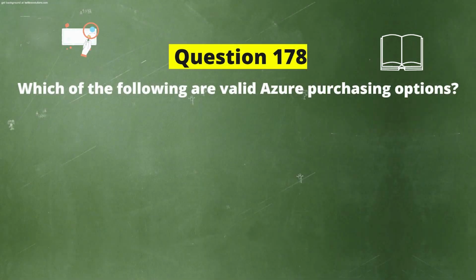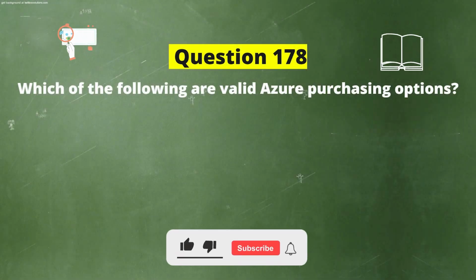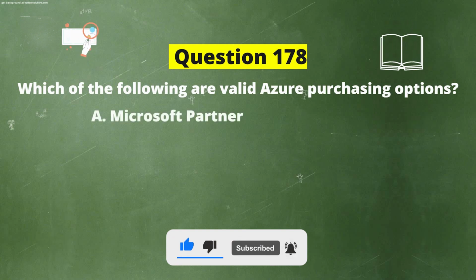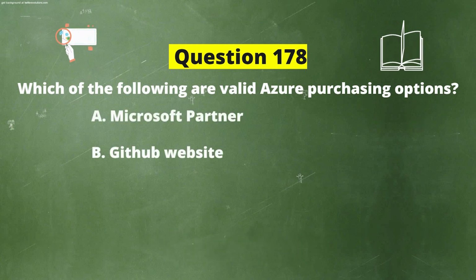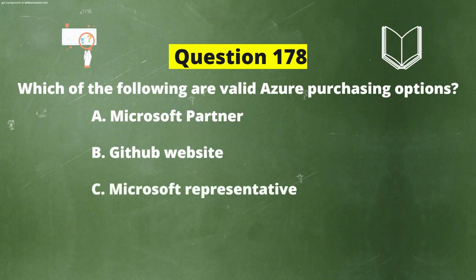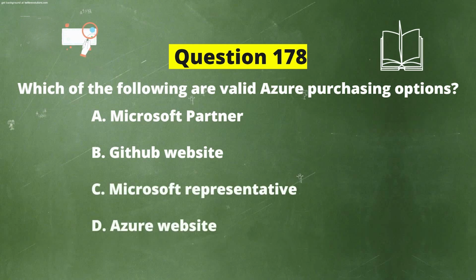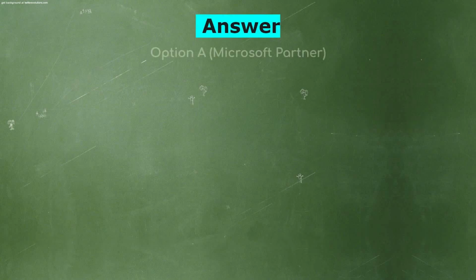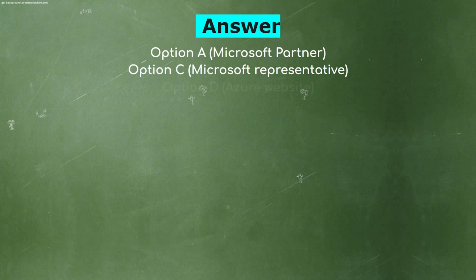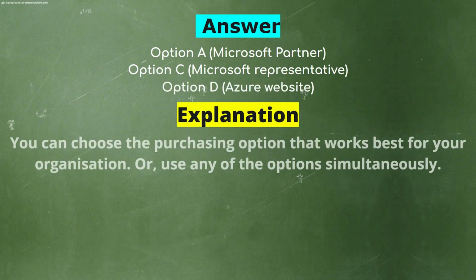Next question. Which of the following are valid Azure purchasing options? And the options are A. Microsoft Partner, B. GitHub Website, C. Microsoft Representative, D. Azure Website. And the correct answer is option A. Microsoft Partner, C. Microsoft Representative, and option D. Azure Website. Explanation. You can choose the purchasing option that works best for your organization or use any of the options simultaneously.